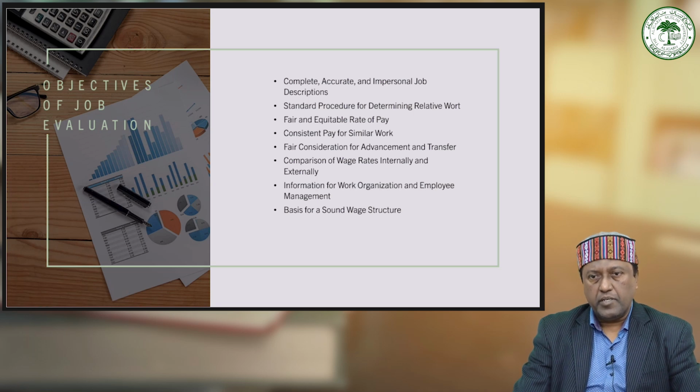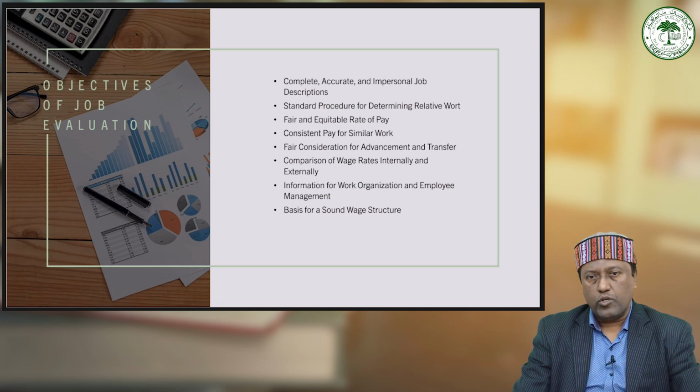The first area is complete, accurate, and impersonal job description. Job evaluation seeks to maintain detailed and unbiased descriptions of each job, ensuring a comprehensive understanding of the roles and responsibilities associated with every position in the organization. Next important thing is a standard procedure for determining relative worth. By establishing a standard procedure, job evaluation provides a systematic and consistent method for determining the relative worth or value of each job within the organization, facilitating fair comparison.